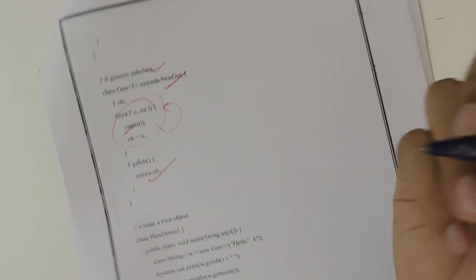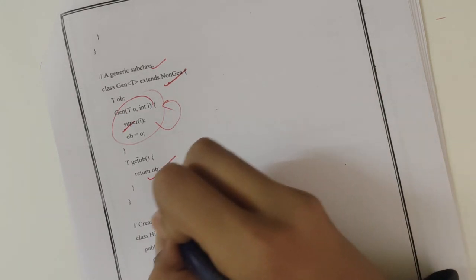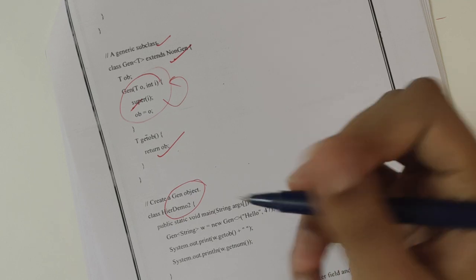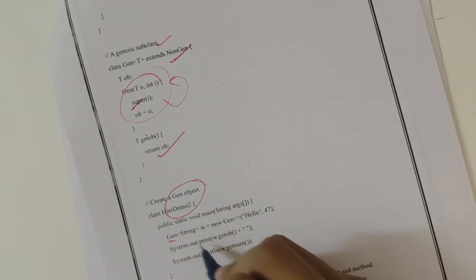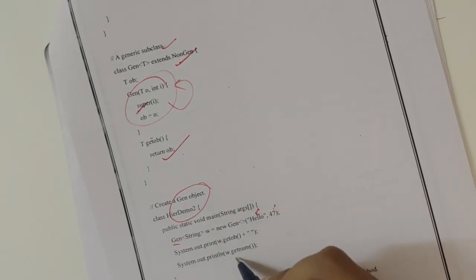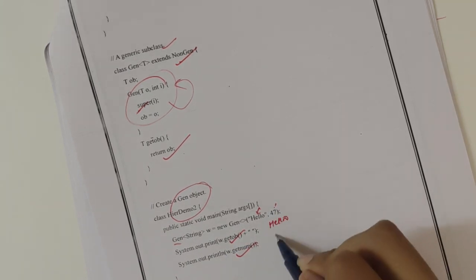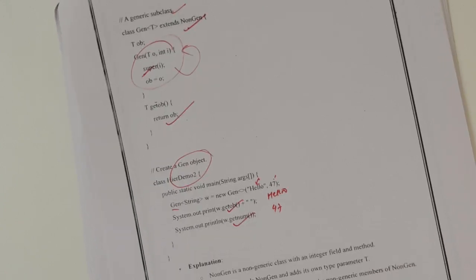You're returning the object, and then the main function comes where you are again creating a generic class where you are passing the string hello and 47. We get the num value, also the object. That means first we print hello and next we print 47.